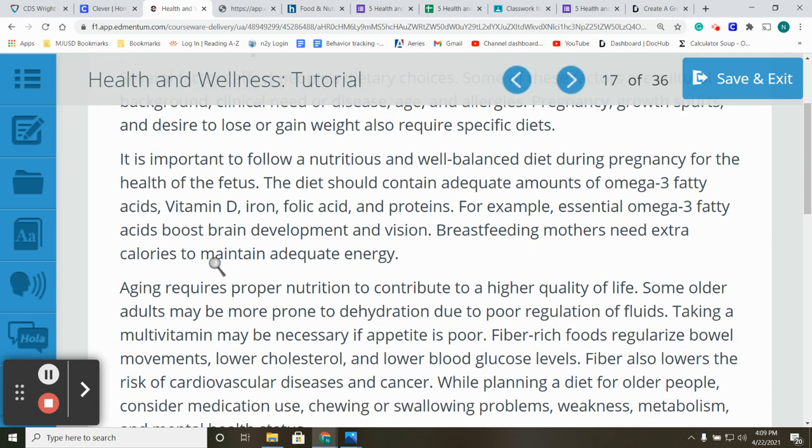It is important to follow a nutritious and well balanced diet during pregnancy for the health of the fetus. The diet should contain adequate amounts of omega 3 fatty acids, vitamin D, iron, folic acid, proteins. For example, essential omega 3 fatty acids boost brain development and vision. Breastfeeding mothers need extra calories to maintain adequate energy. That's why they say they're eating for two. That's what they mean.